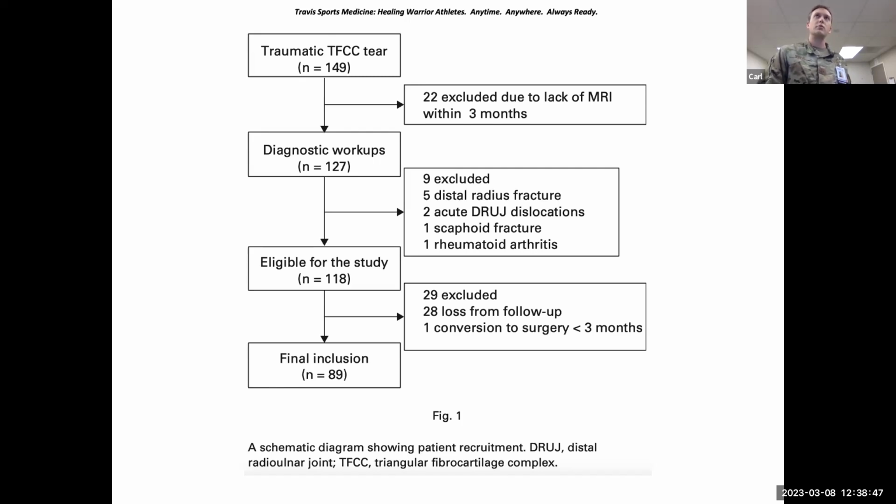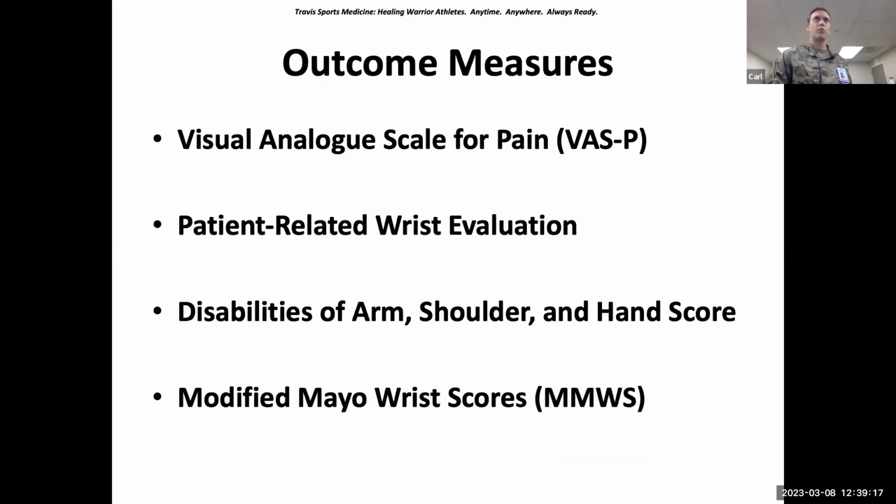But so 22 of them were excluded just because they didn't get the MRI in time. And then a few others, like with acute DRUJ dislocation, went immediately to surgery, and then with other confounding factors, you can see 9 excluded there. And then several people lost to follow-up, similar to Dr. Babo's study as well, that she presented. And then one converted to surgery due to symptoms earlier in the treatment. So in total, 89 wrists were examined for this study.